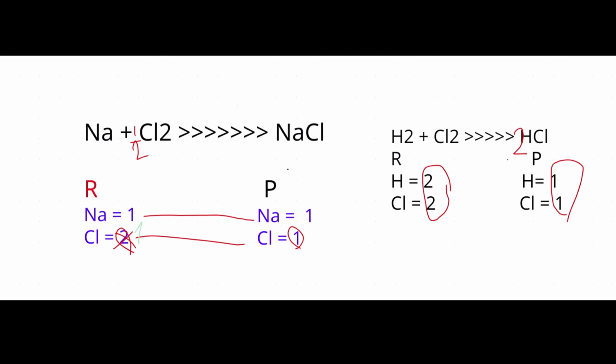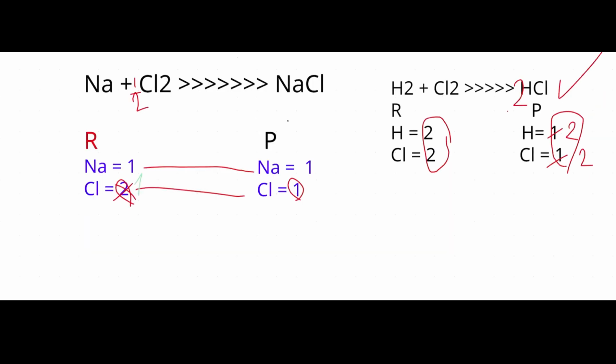When the number is outside the molecule, it is multiplied by the number of each atom in the compound. This molecule is HCl. When we write the number 2 outside, it's 2 hydrogen and 2 chlorine. So now we have 2 hydrogens and 2 chlorines, and the equation is balanced.